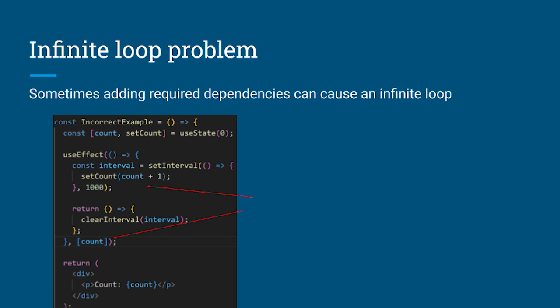Since count is in the dependency array, the effect is re-triggered each second because the count value has changed from the previous render. This constant re-triggering creates new intervals, which is not what we want. To solve this issue, we can use the functional update form of the setter function to update the count state based on the previous value. By doing this, we can remove count from the dependency array safely.